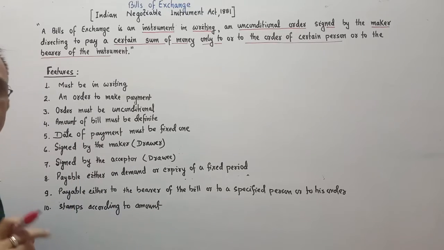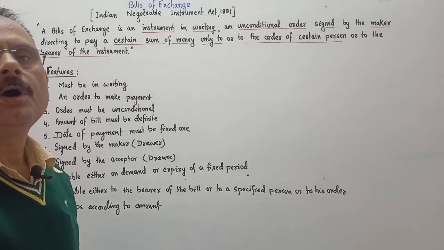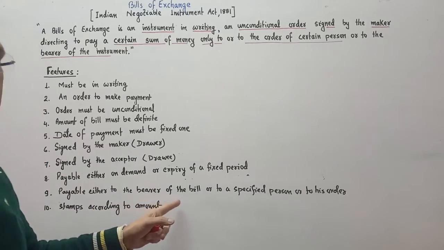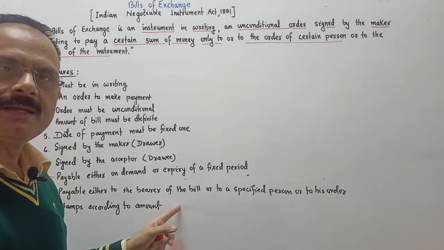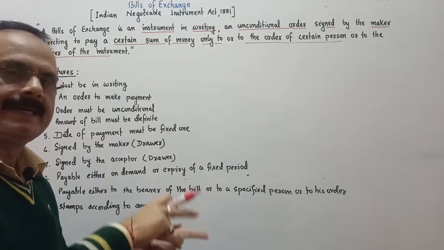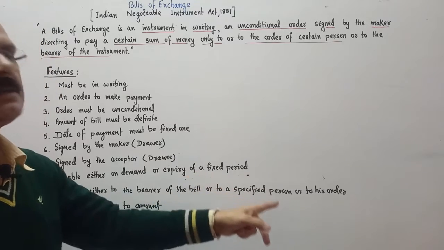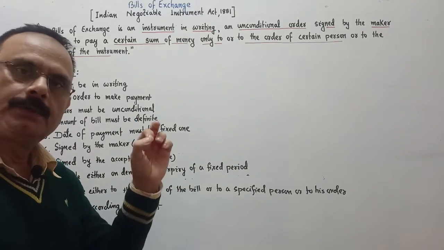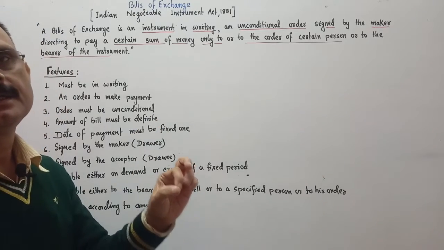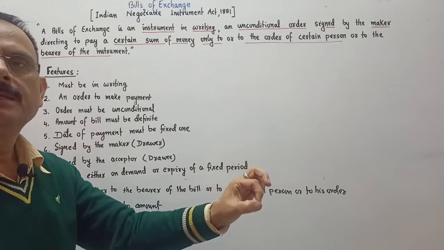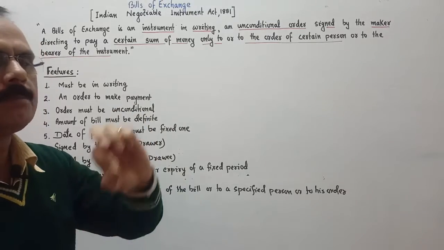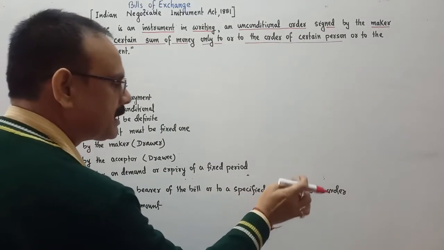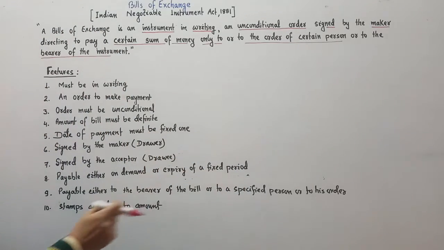Payable either to the bearer of the instrument or to his order. Payable either to the bearer of the bill, who is the bearer, or to the creditor, or to the specified person to whom the drawer has given the bill, to whom the drawee will pay the amount. So to the specified person or to his order.